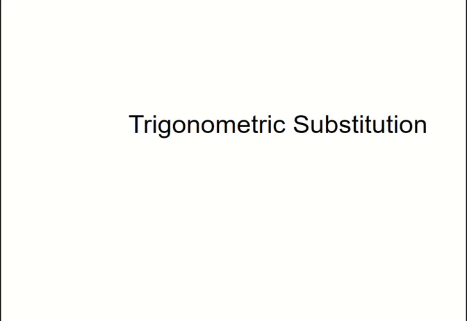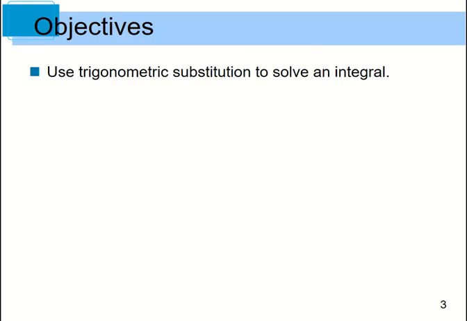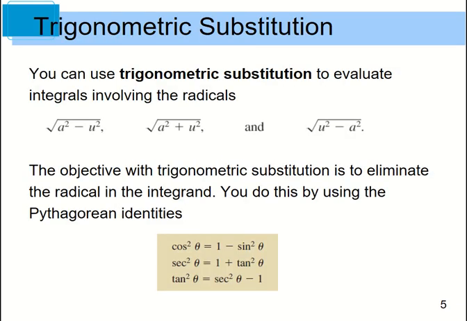In the following discussion, we are going to discuss trigonometric substitution. The objective will be to use trigonometric substitution to solve an integral. Trigonometric substitution is used to evaluate integrals involving a radical. So when we have a square root of something, we are going to use trigonometric substitution.